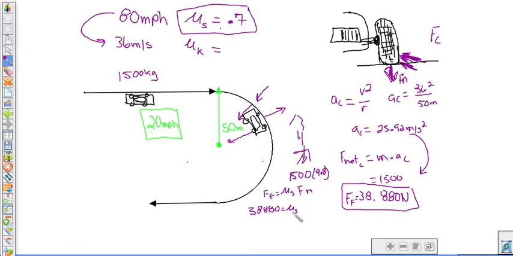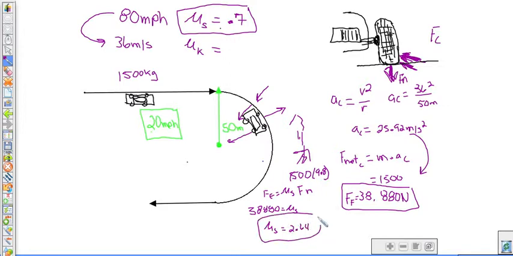So what about my friction force? I have my force normal being 1,500 times 9.8, and I divide that by 38,880, and that gives me a coefficient of static friction of 2.64.